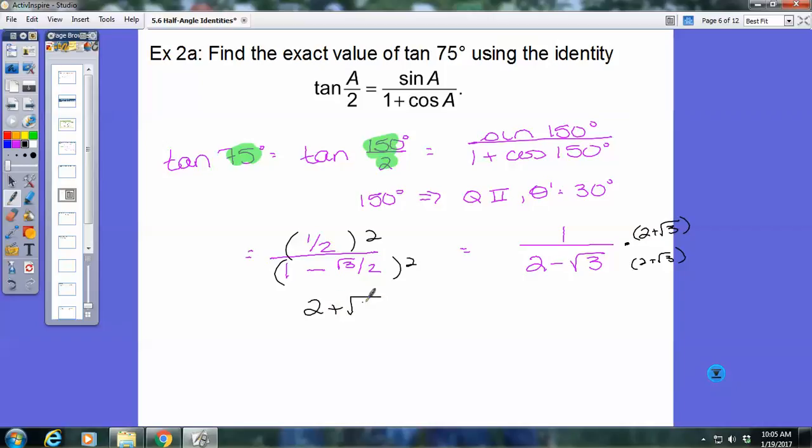So you get 2 plus the square root of 3 over 4 plus 2 radical 3 minus 2 radical 3 drop, minus the square root of 9, which is 3. 4 minus 3 is 1. So finally it's just 2 plus radical 3 if you took it all the way.